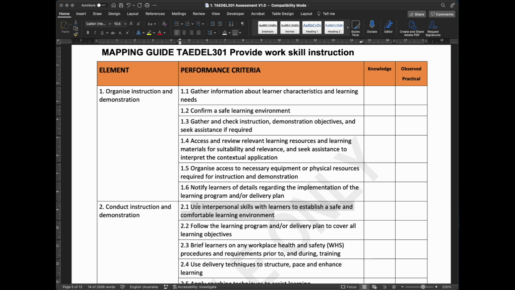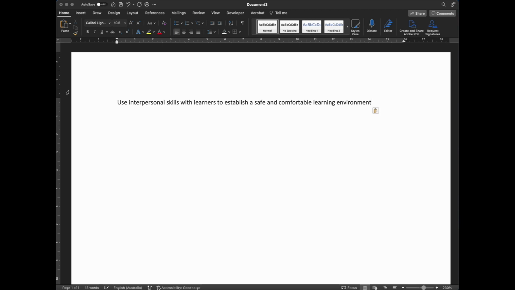Like before, I'm going to copy and paste this onto a blank sheet so I can start working on it. Just like with knowledge requirements, I'm going to look at the key words and I might highlight them. Interpersonal skills, what are they? What is a safe and comfortable learning environment? These are the parts of this performance criterion that I need to flesh out within the observation to ensure that we capture everything that would be required to do this in a real workplace.